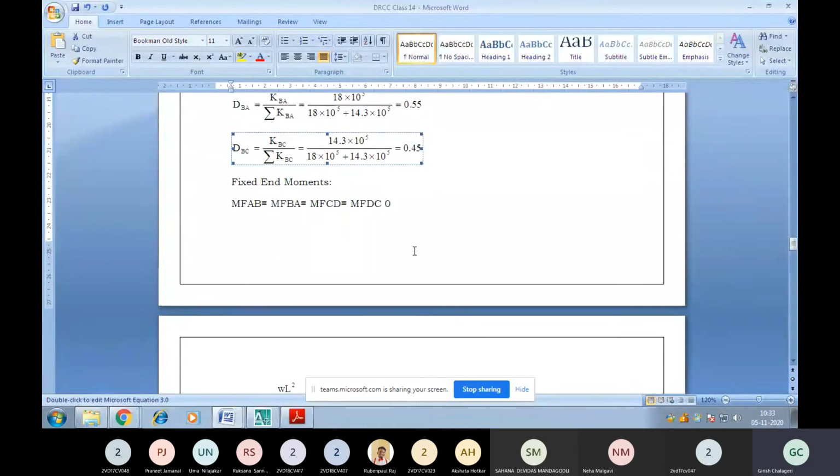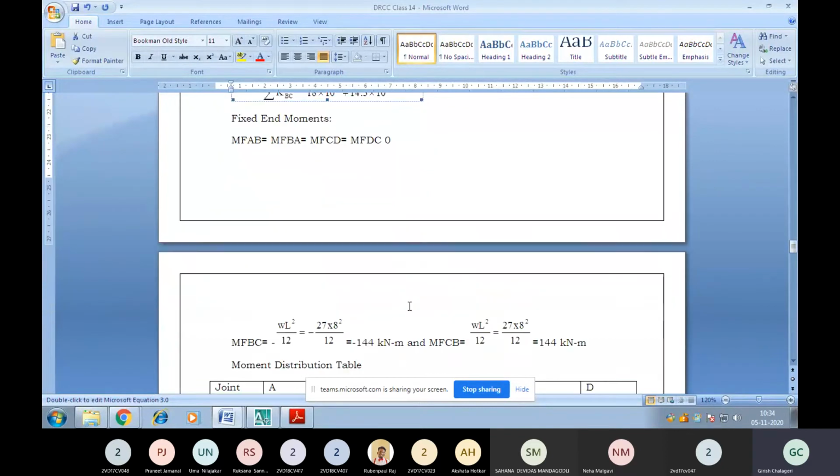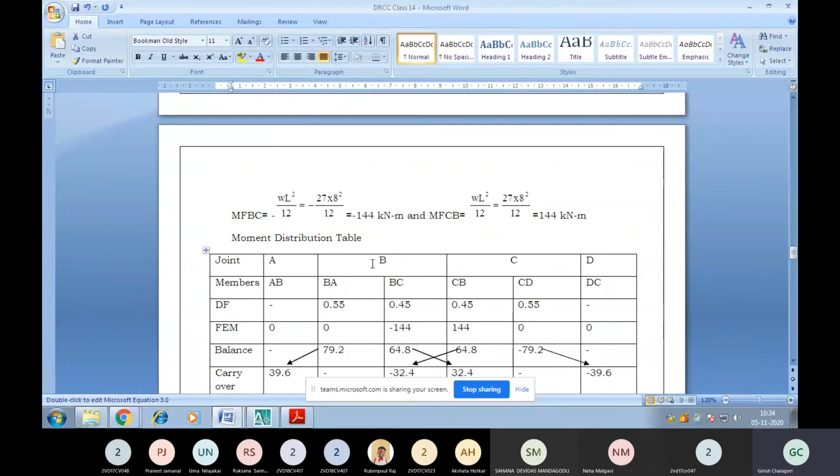Once we have the distribution factors, first find the fixed end moments. Since the column is not carrying any load, the moments in the columns are zero, whether it is MAB or MBA. Only the beam has a load, that is 27 kilonewton per meter UDL over the entire span. So the fixed end moments for members BC and CB will be WL square by 12. Substituting W as 27 and L as 8, 27 into 8 square divided by 12, the end moments we get are 144, minus at BC and plus at CB.